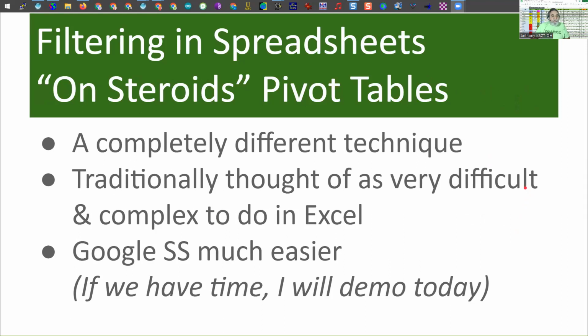There's another type of filtering available in spreadsheets called pivot tables. It's a completely different technique. Traditionally, it's thought of as a very difficult and complex thing to do in Excel, but in Google Spreadsheets, it's much, much easier. And if I have time, I would demonstrate it today.